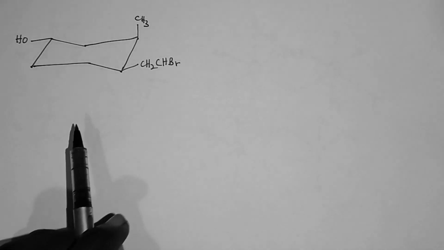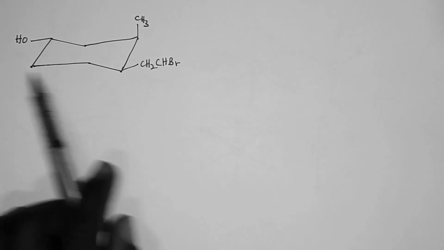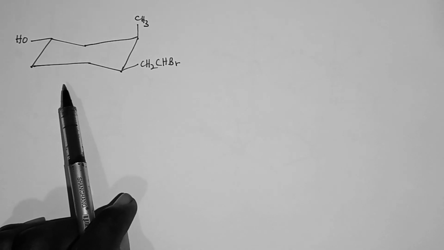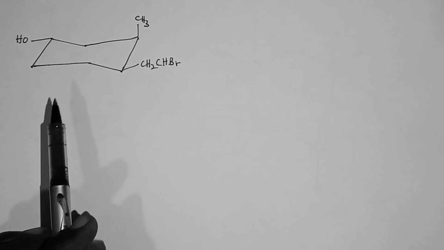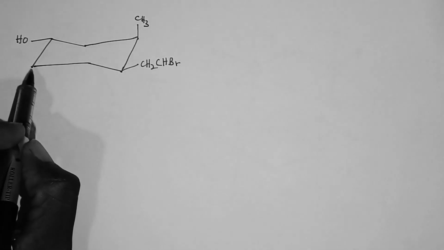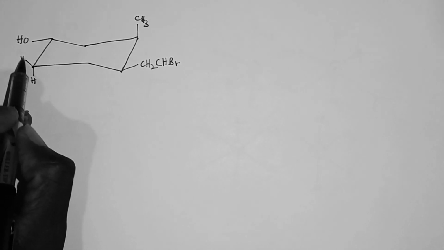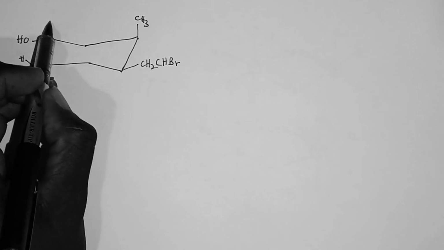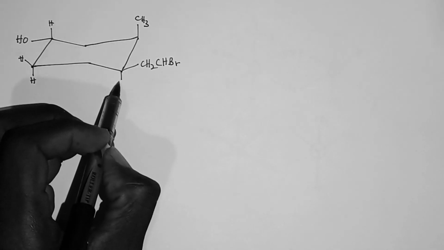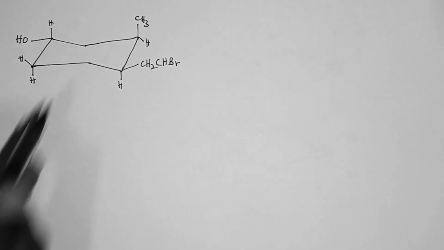So let's convert this molecule to a Newman projection. You can pause the video at this time and then try. So just as we said, let's fill in the missing portions. You see that there's a proton here, and also a proton here, another proton here, a proton here, and another proton here.